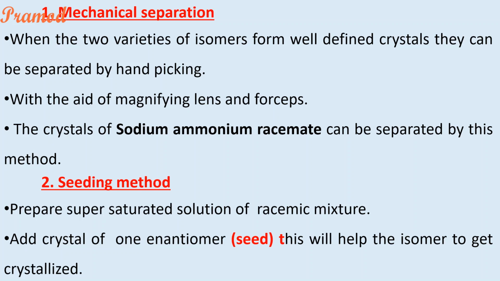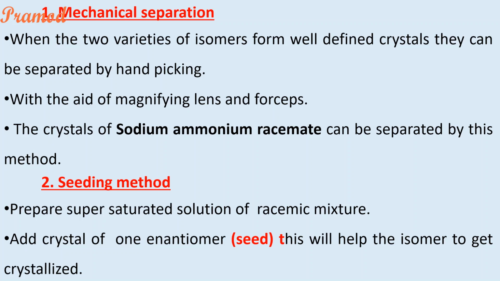Next is the seeding method. What is this seeding method? We have studied it in the recrystallization process. You put a pure compound into a mixture, and it will separate out the form with which it is associated. First you have to prepare a supersaturated solution of the racemic mixture. Yes, it's the first part in recrystallization. Then add a crystal of one pure enantiomer as a seed.